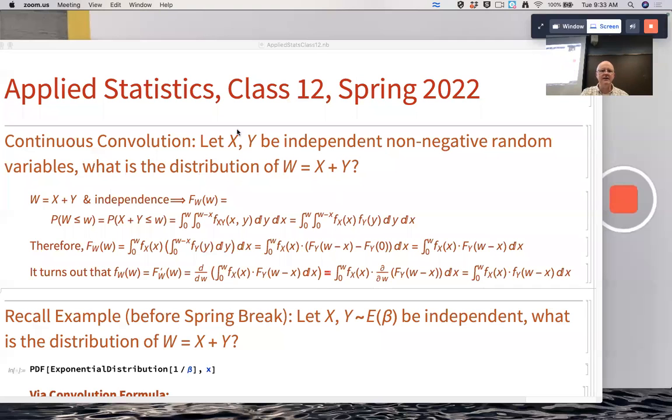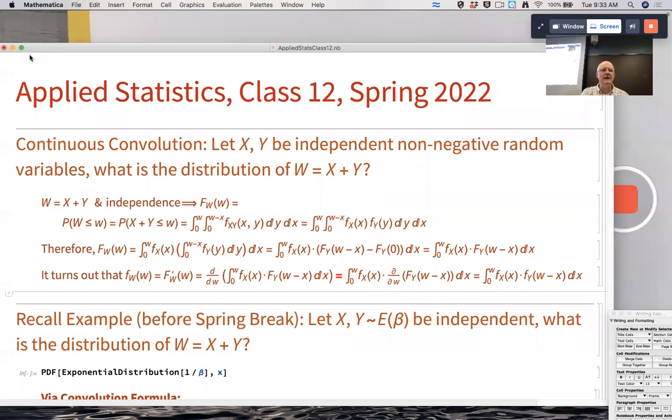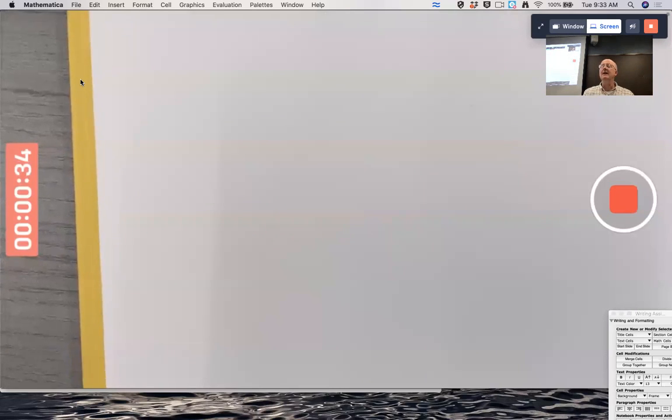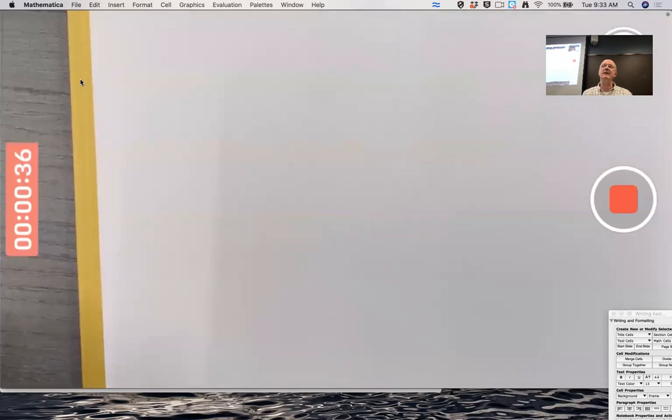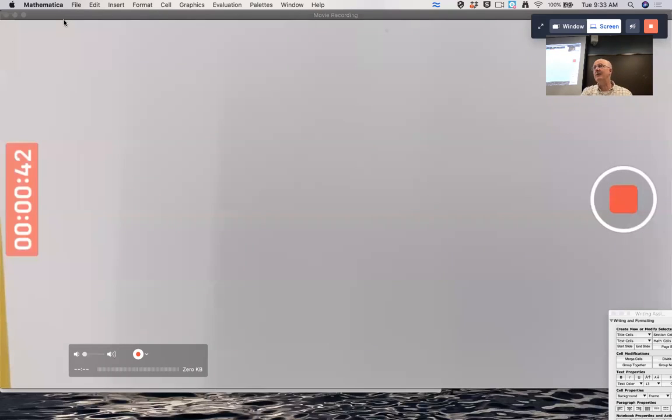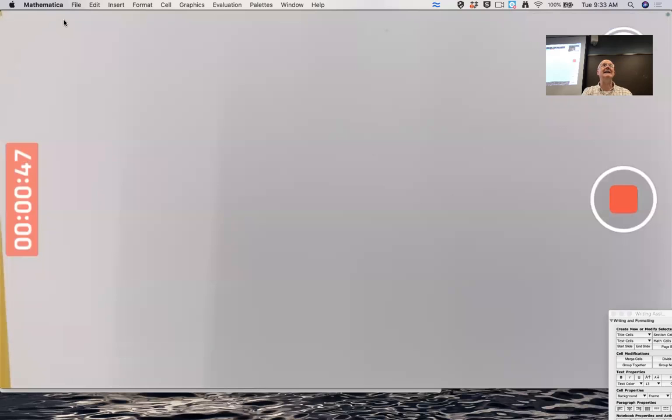All right, today what I'd like to do is the same kind of example we looked at before break, but in the context of using something called the continuous convolution formula, which, I mean, the formula itself is difficult to understand, but using it is not too hard. And it does simplify the calculation quite a bit. You'll see here. I'll illustrate for you.